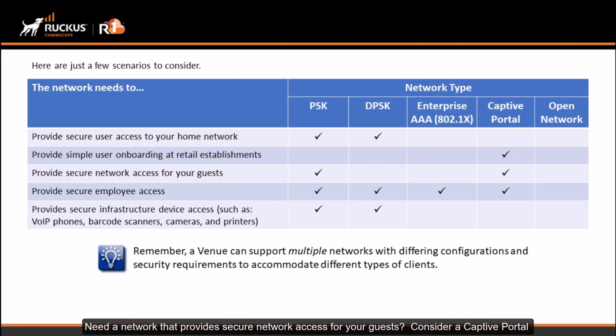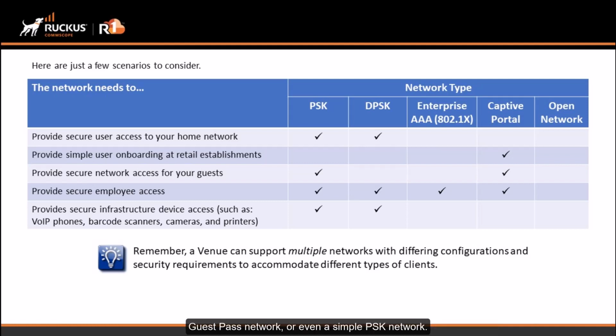Need a network that provides secure network access for your guests? Consider a captive portal guest pass network, or even a simple PSK network. Need a network that provides secure employee access? PSK, DPSK, Enterprise AAA 802.1X, or CloudPath captive portal networks all fit the bill. And don't forget about infrastructure devices like VoIP phones, barcode scanners, cameras, and printers. A PSK or DPSK network works well for those.